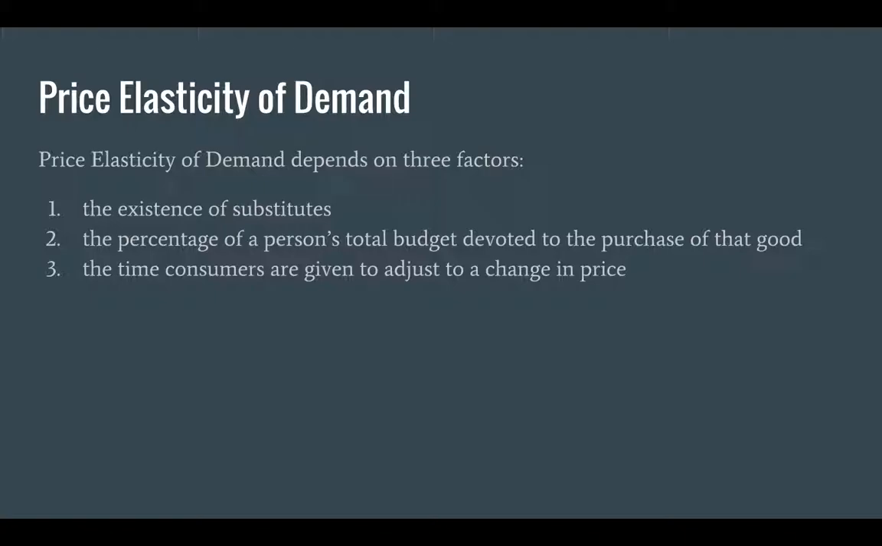Number 3, the time consumers are given to adjust to a change in price. Is it a gradual thing where the price of brownies slowly creeps up over time? Or is it something where all of a sudden the price goes from $2 a brownie to $10 a brownie? Huge jump. Or is it slowly, first they move to $2.25, then $2.50, then $2.75, then $3, and so on.